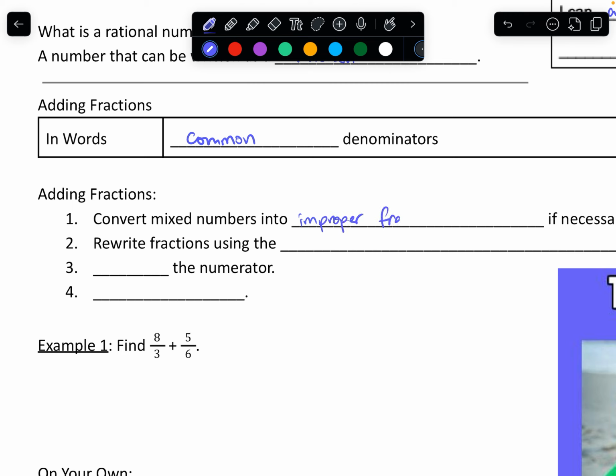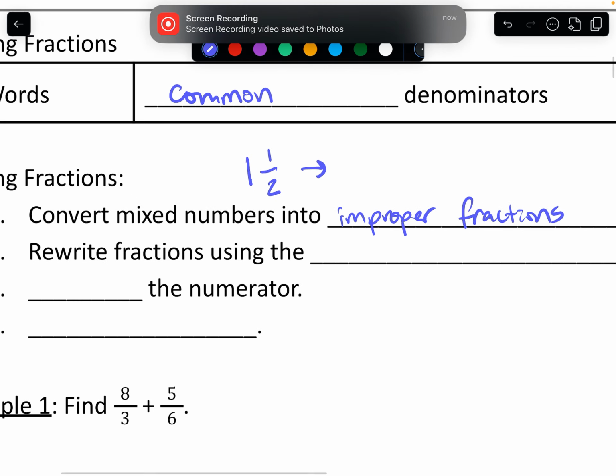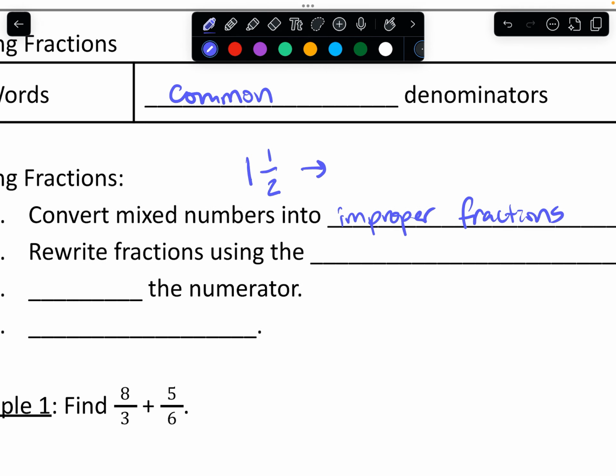Many times you'll be given them as improper fractions, and I'll talk about an example in a little bit. So a mixed number is a number like 1 and 1/2, where you have a whole number and a fraction next to it. If I'm given this, you have to convert it into an improper fraction first. How? Well, you multiply 2 times 1, and then you add the numerator. 2 times 1 is 2, plus 1 is 3, and you keep the denominator exactly the same. So 1 and 1/2 can be rewritten as 3/2.